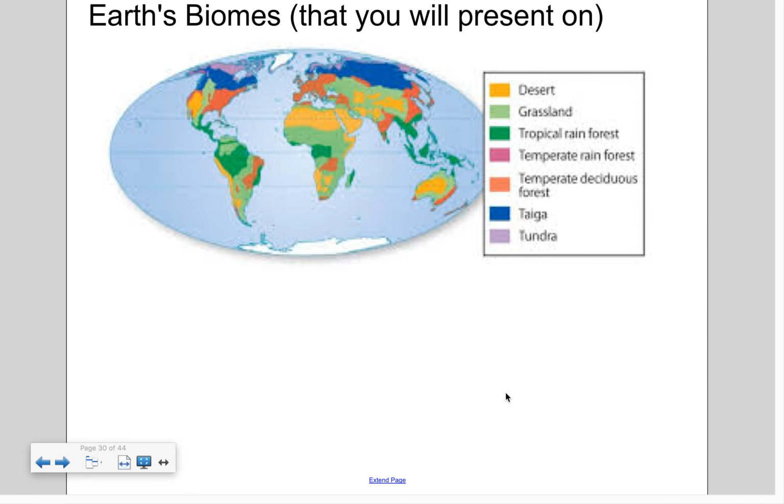Now, Earth has several biomes, and your book actually gives 10. This one only shows 7. So remember, you need to find a diagram for your biome project that shows you where your biomes are located worldwide. But here you can kind of see we're in the grassland, temperate deciduous forest region.